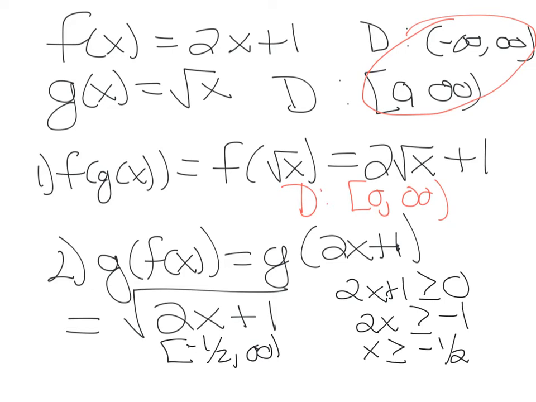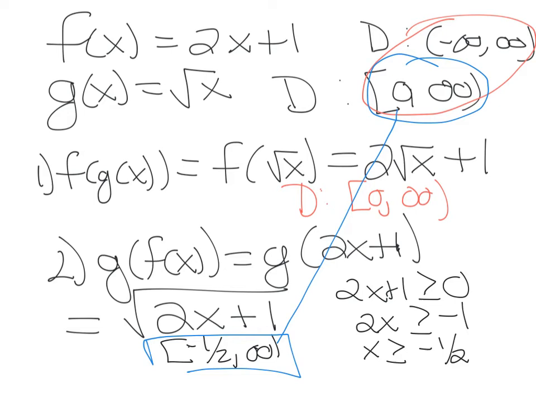However, if you look right here, I'm going to use blue, compare this to this right here, the domain. We can't add in the negative 1/2 because it wasn't in g to start with. So in fact, the correct answer here would be that this has to be from 0 to infinity. Just because we plug something else in doesn't mean we can get more values out if it didn't exist in the first place.